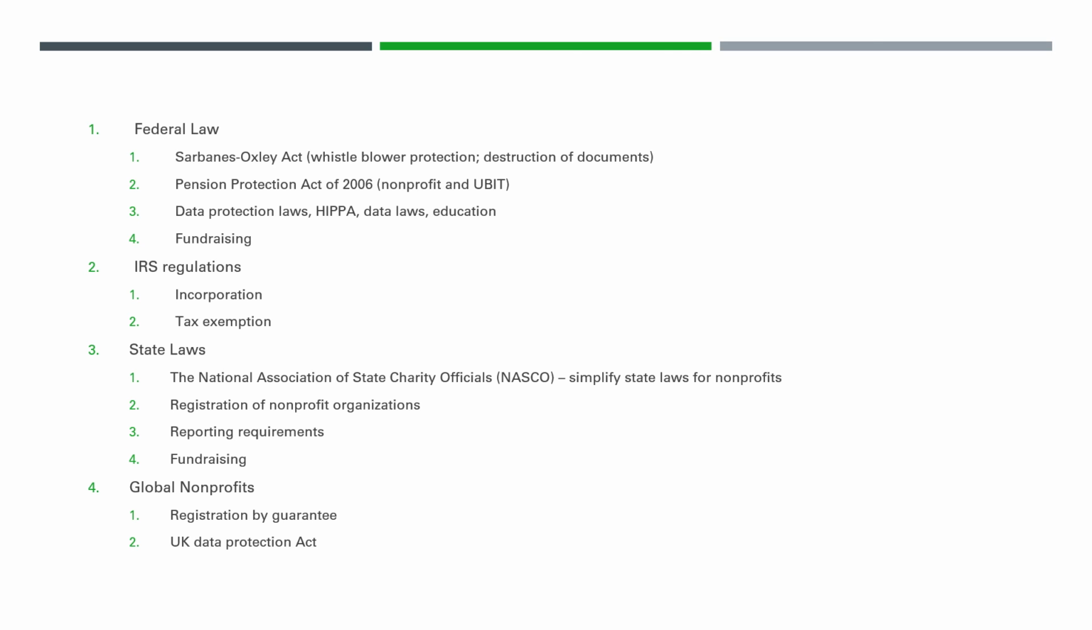Here are some other compliance areas you want to make sure you follow, from the federal government to IRS to state laws to global nonprofits. If you're providing services outside of the United States, you need to make sure you are following these laws and regulations as well. Your nonprofit can be closed down if you're not. You can be fined. You do not want that reputation.